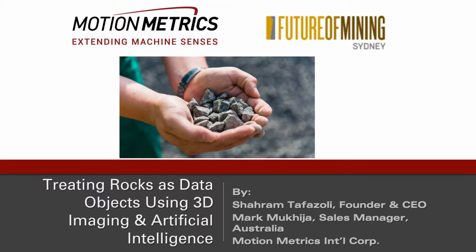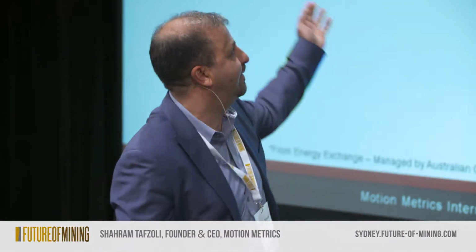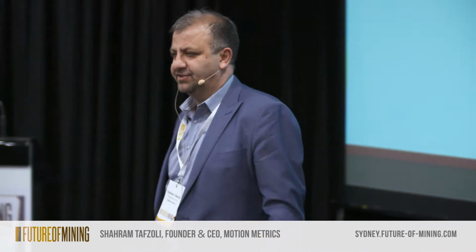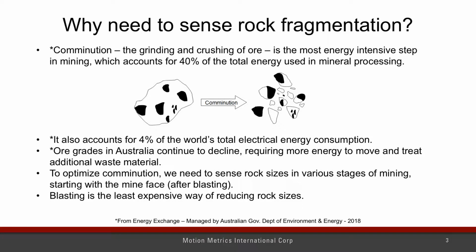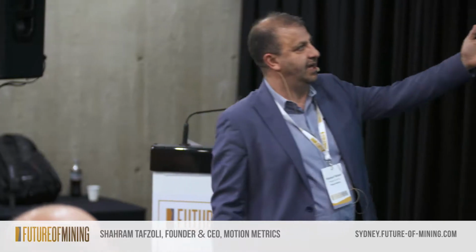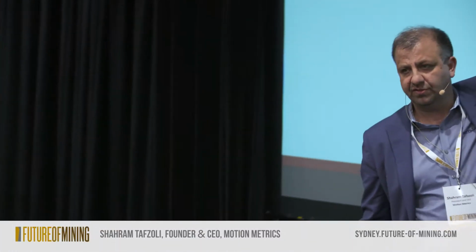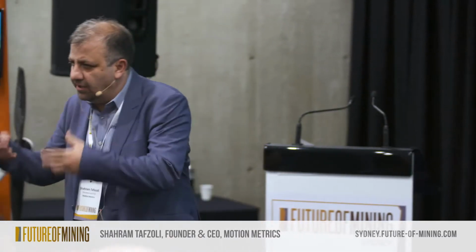This is funny because I have zero mining background, so I'm here trying to explain why we need to sense rock fragmentation. Bear with me. What I've learned is that the process of comminution, which is the grinding and crushing of ore, is the most energy intensive step in mining, which accounts for roughly 40% of the total energy used in mineral processing. Essentially you take those rocks, which have a combination of ore and waste, and break them into smaller pieces, making rocks smaller.